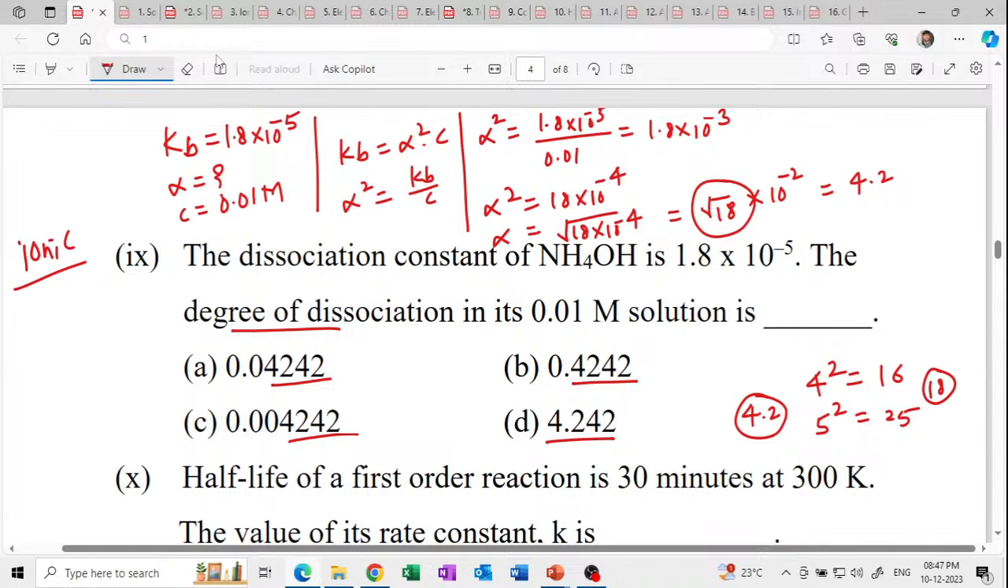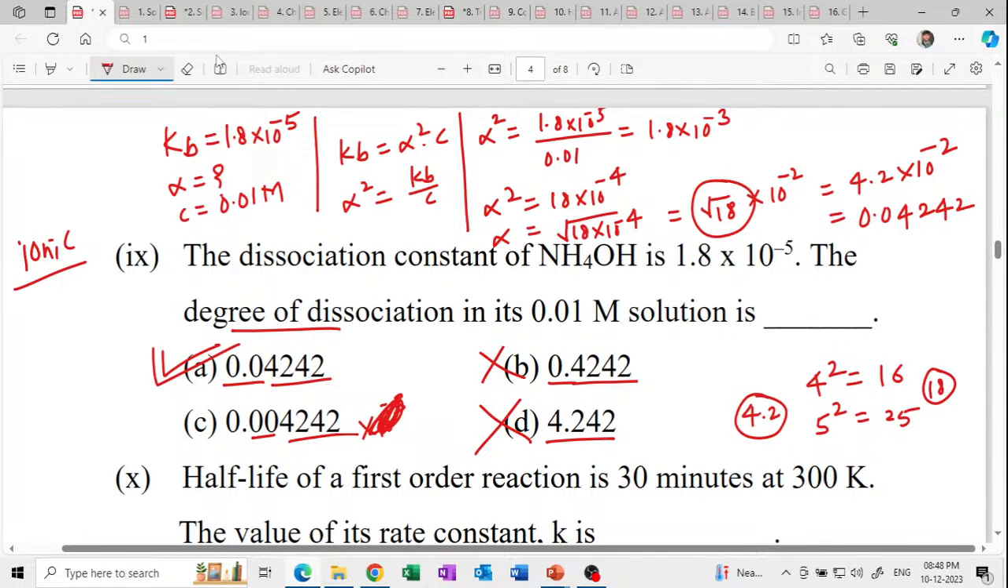Did everyone understand question number 9? This is an ionic question. Once again, the dissociation constant of ammonium hydroxide, which is a base, is Kb equal to 1.8 into 10 raised to minus 5. Next is the degree of dissociation, alpha, which we have to calculate. Concentration C is given as 0.01 molar.